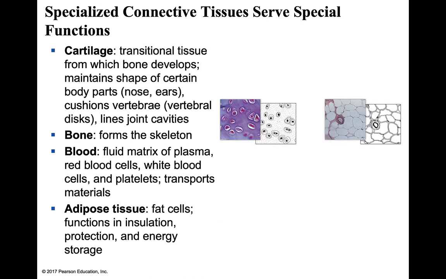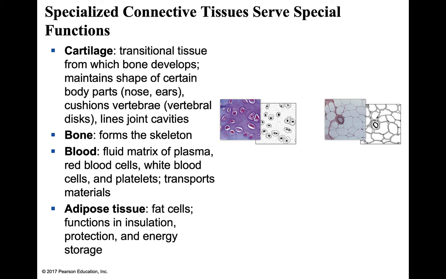Now, if we look at specialized, okay, the examples that we have primarily are cartilage, bone, blood, and adipose tissue. Now, cartilage is actually a transitional tissue because some types of cartilage, hyaline cartilage in particular, are going to go through an ossification process. So it basically develops into bone.